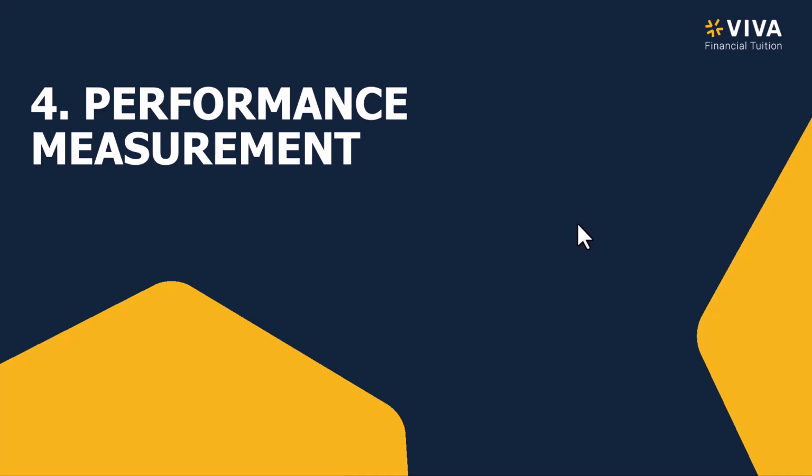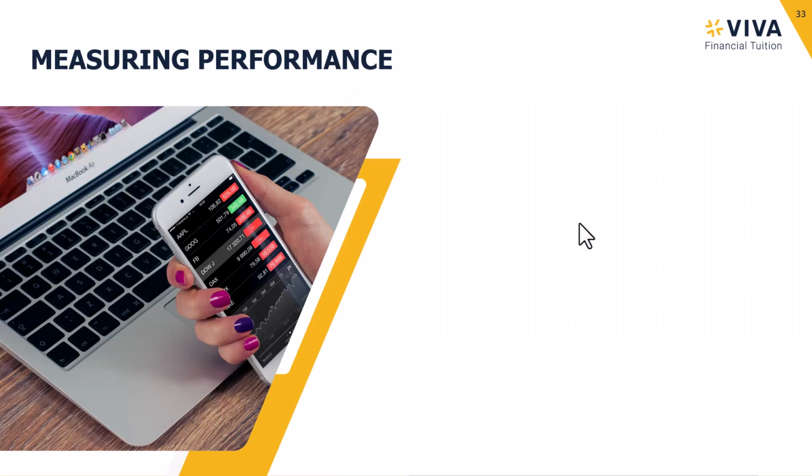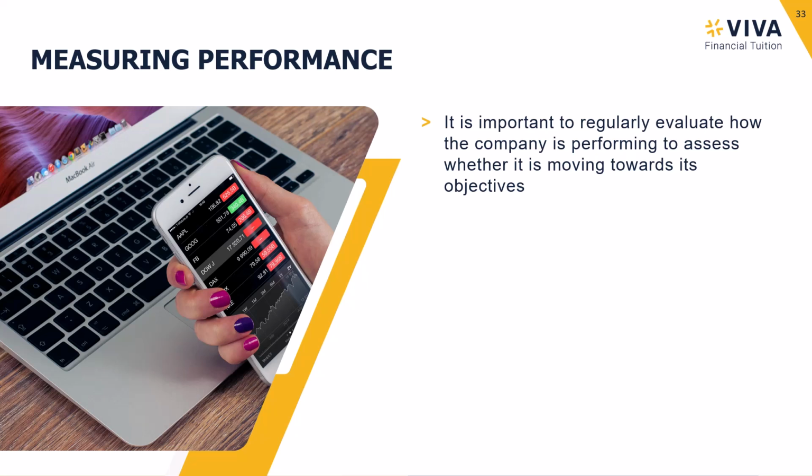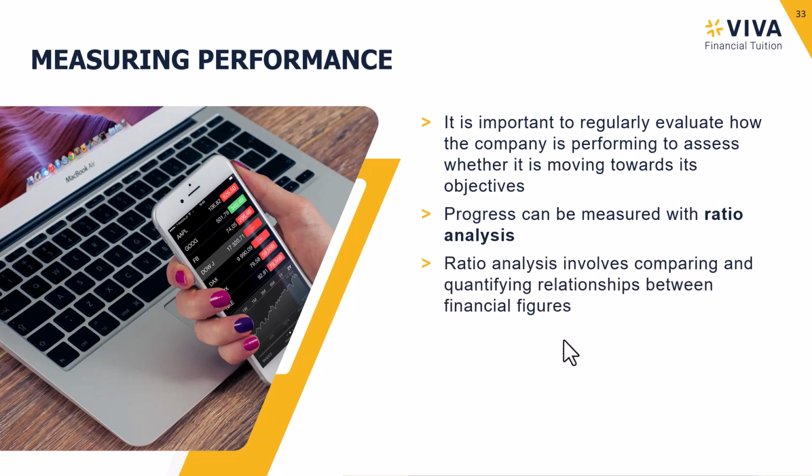Performance measurement. Now, measuring performance then is absolutely key, because it's important to regularly evaluate how the company is performing to assess whether or not they are moving towards their objectives. Progress then can be measured by using something that we refer to as ratio analysis. Now, what is ratio analysis? Well, it involves comparing and quantifying the relationships that exist between financial figures.